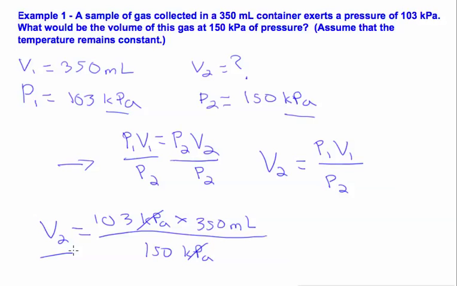And your calculator should say 240.333. Let's talk significant figures so we know where to round this number. This has 2, this has 3, and this has 2. So we're going to round our number to 240 milliliters.